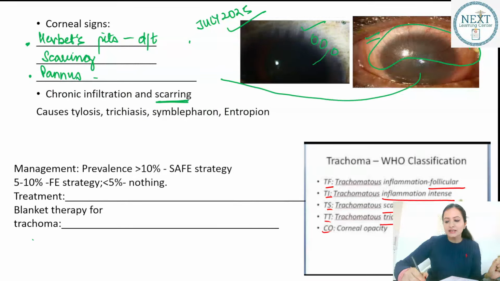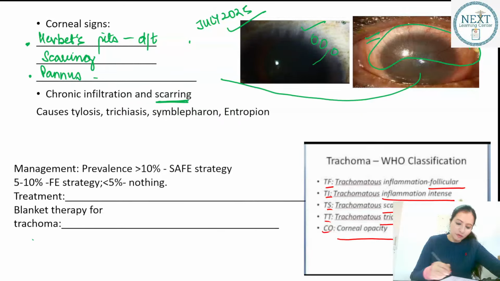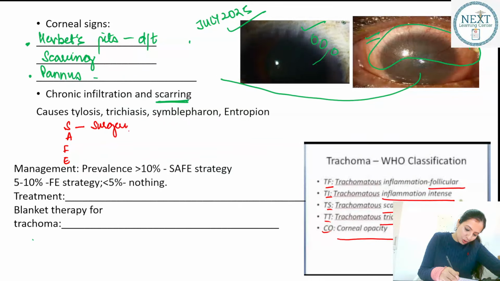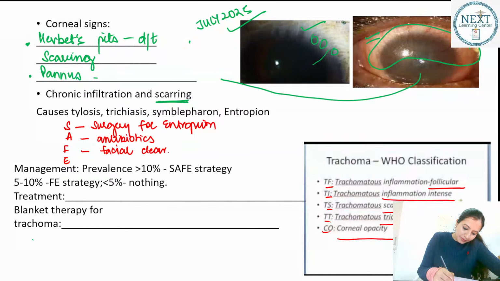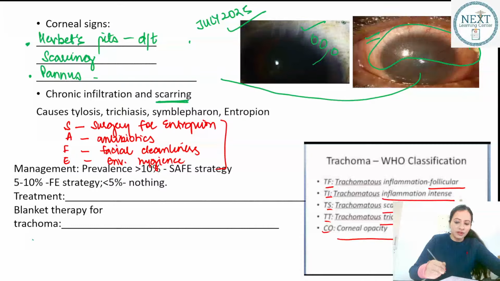If we talk about management, if the prevalence is more than 10%, go for SAFE strategy. Now what is SAFE strategy? S is surgery. You do surgery for entropion. A is antibiotics. You give antibiotics for the infection. F is facial cleanliness. E is environmental hygiene. So whenever the prevalence is more than 10%, go for all of these. If it is between 5 to 10%, go for F and E only. If it is less than 5%, then do nothing.